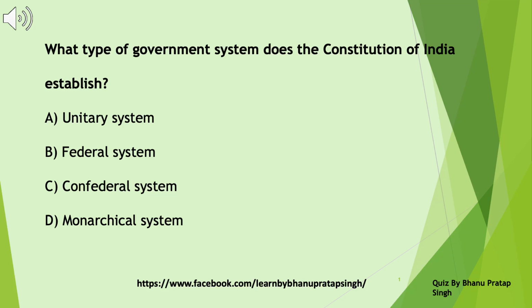What type of government system does the Constitution of India establish? A. Unitary system. B. Federal system. C. Confederal system. D. Monarchical system. Choose the correct answer. Answer B. Federal system.